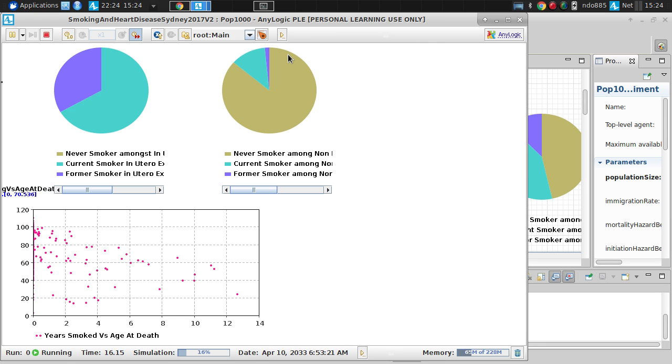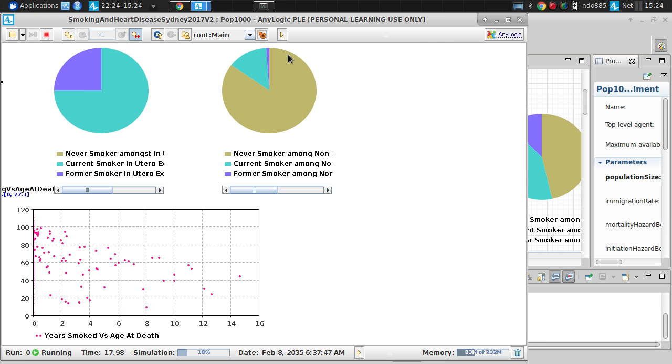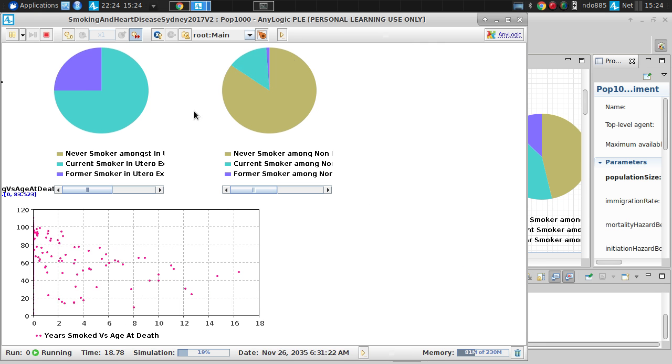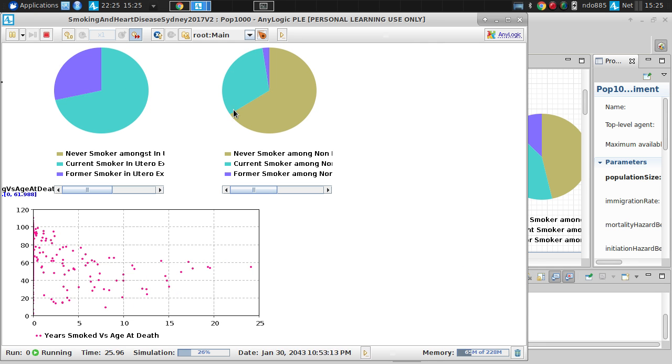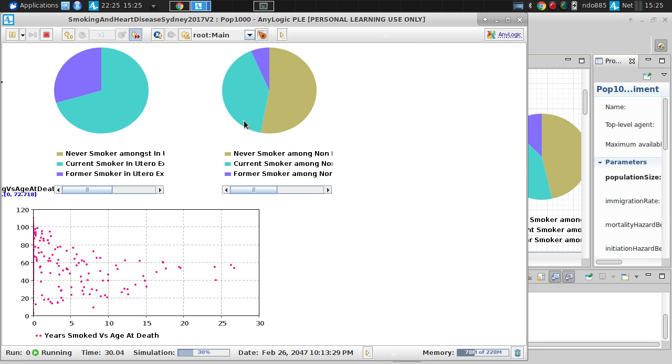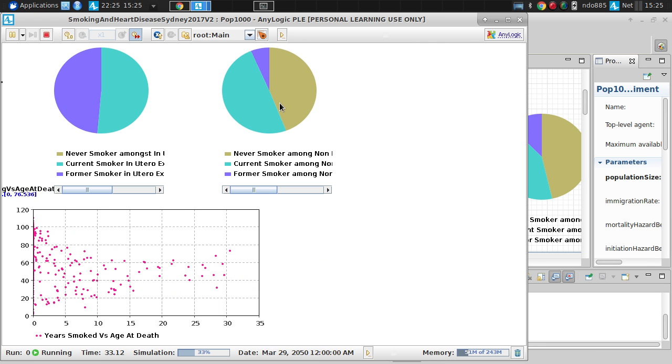And look what happens. Look what happens. Immediately, once you start having people who can reach this level, you have basically everyone who could become a smoker among those in utero exposed. And the other still has lots of individuals who are not smokers. But it's still a very, very large group who are smokers here. And as time went on, and you can see it play out in heinous succession, the number of individuals who became smokers for the non-utero exposed was very, very high.